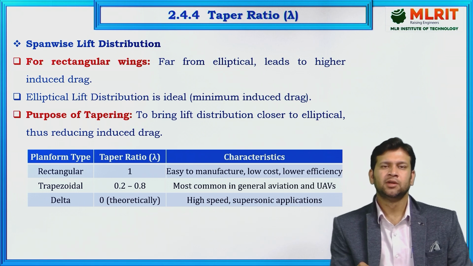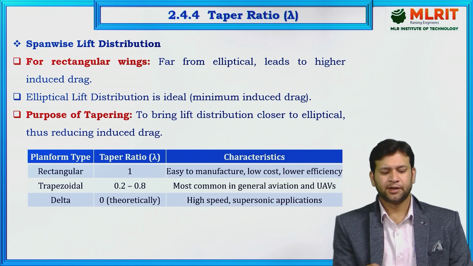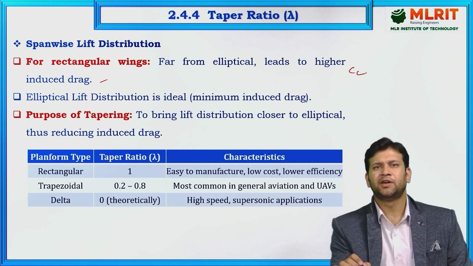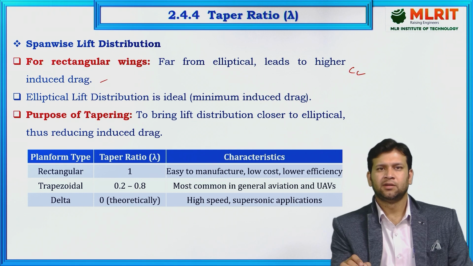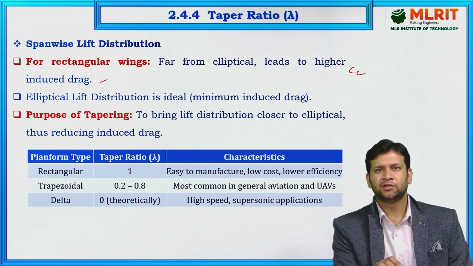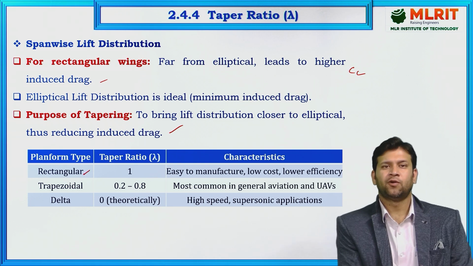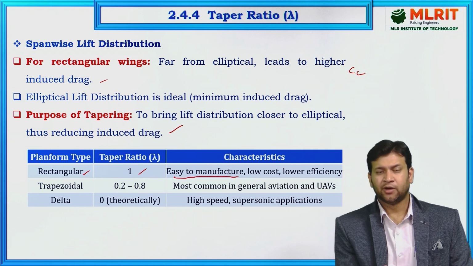Span-wise lift distribution. For rectangular wings, being far from elliptical leads to higher induced drag. This induced drag is due to lift, which is inevitable as there is a lift generation. Elliptical lift distribution is ideal, and the purpose of tapering is to ensure that lift distribution is closer to elliptical, which reduces induced drag. For example, rectangular planform wing is having taper ratio of 1. It becomes easy to manufacture. It will have low cost and lower efficiency.